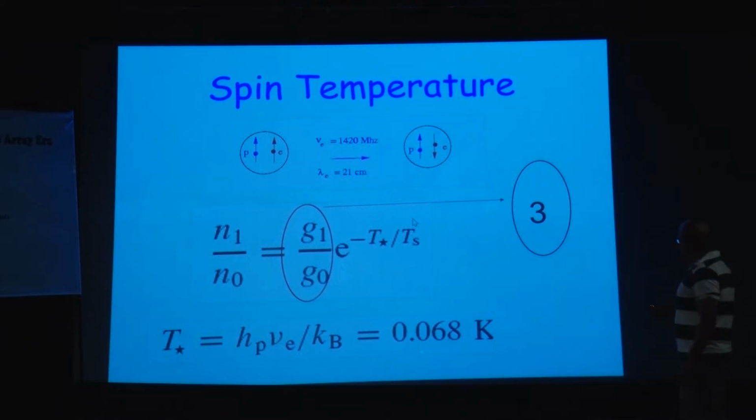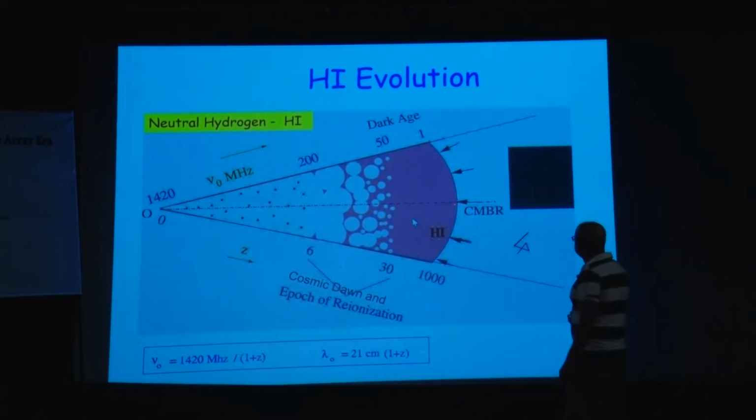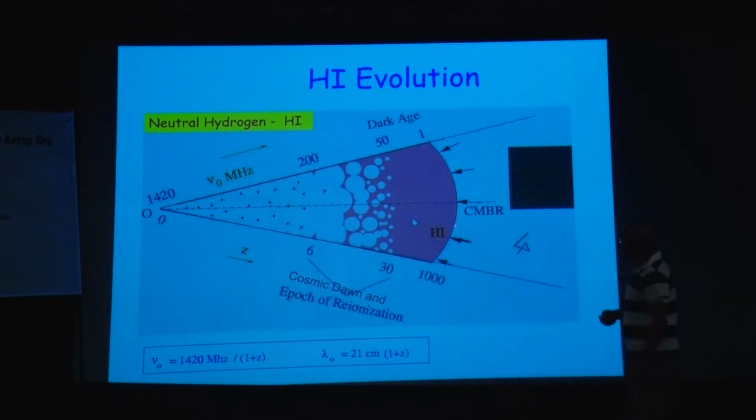So now, the question is, what happens to these photons, the CMBR, the cosmic microwave background radiation, which fills the universe, as they propagate from this last scattering surface to the observer here, from a redshift of 1000 to the present? What happens to these photons as they propagate through this universe filled with neutral hydrogen? That is the question.